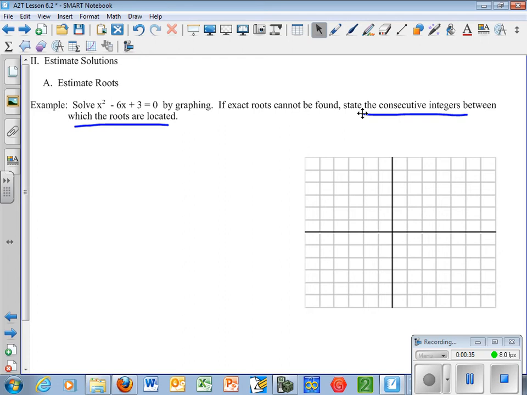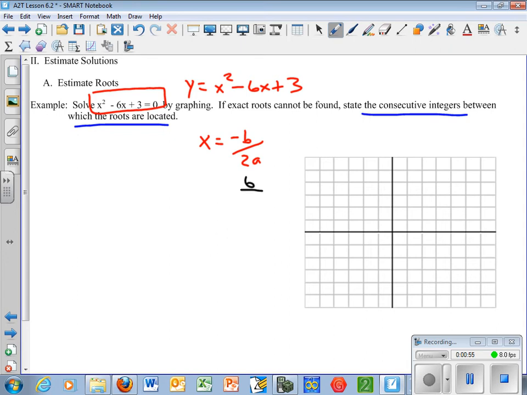So notice if we look at the quadratic equation, into y equals, I'm going to plug in x squared minus 6x plus 3. But before we do that, let's do our axis of symmetry, or the middle of the parabola. Let's do negative b over 2a. So the opposite of negative 6 would be 6, all over 2 times 1. 2 times 1 is 2. So my axis of symmetry is going to be at x equals 3. So it's right there.